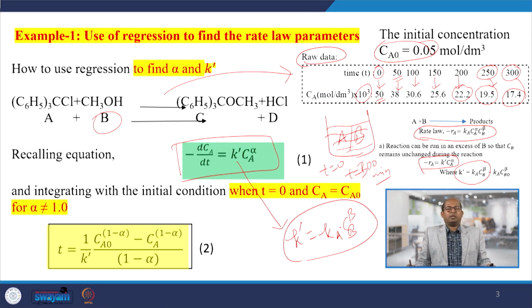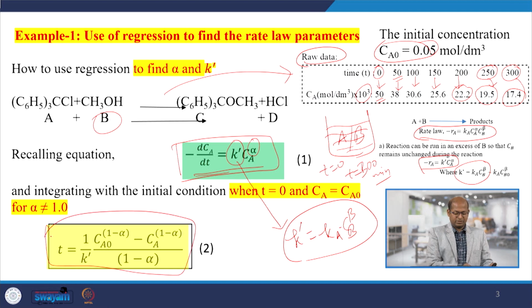So, here two parameters are unknown: one is k prime, another is alpha. These two we have to find out by using regression techniques, so that we will use. After integration or rearranging, we can express these equations this way. Equation 1 we can write this way, with time on the left hand side and on the right hand side the other parameters, that is k prime, alpha and concentrations at different times. Theoretically we are assuming that the reaction follows this rate equation, but the rate law parameters we do not know, that we have to find out.